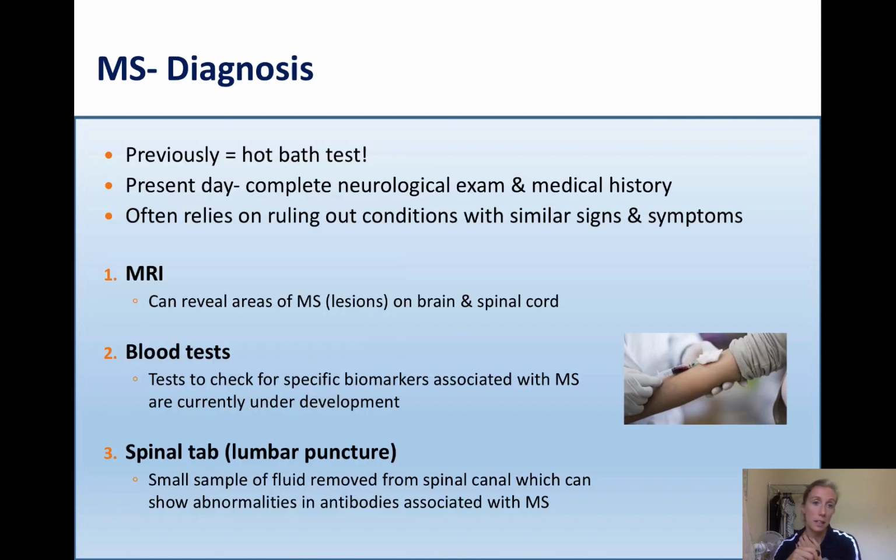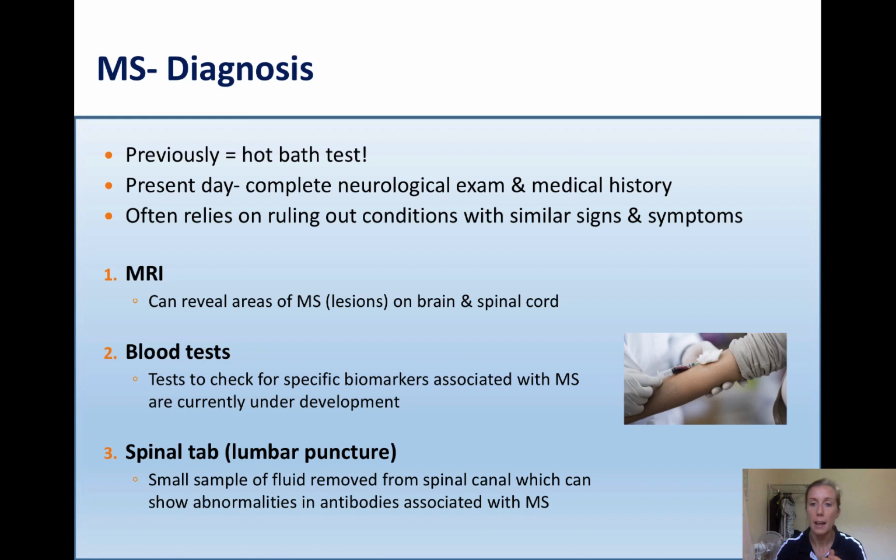So in terms of diagnosis, an interesting one is, following on from what I just spoke about, previously they used to put suspected MS individuals into a hot bath and monitor whether their symptoms worsened or not. And that used to basically confirm whether somebody had MS or not. Now, obviously, we've come a long way and advanced a lot in terms of technology and medicine since then. So what happens in the modern day is we get a complete neurological exam and obviously medical history.